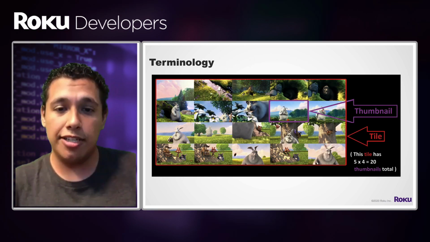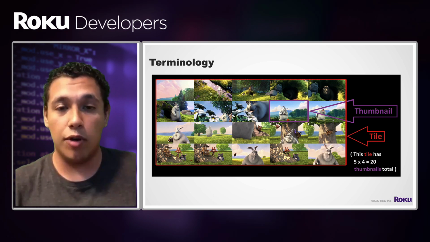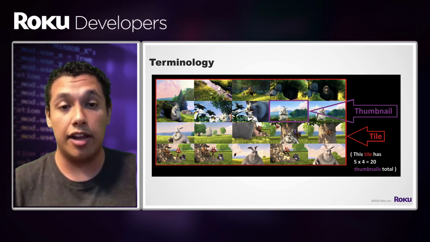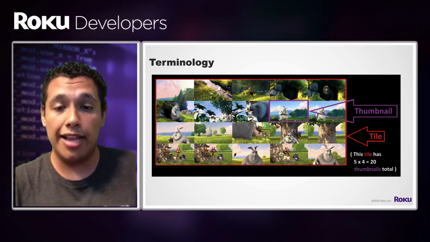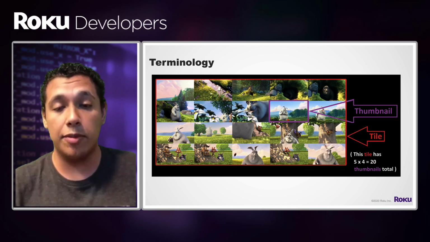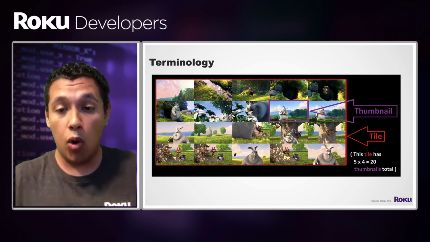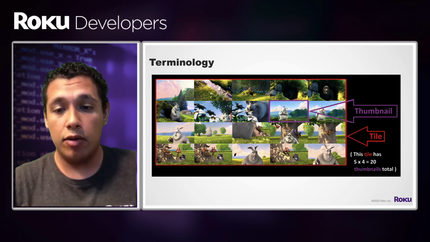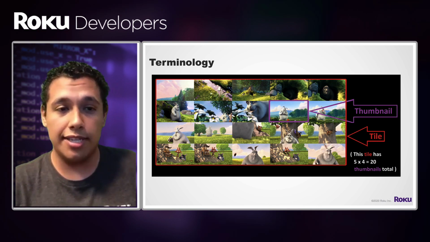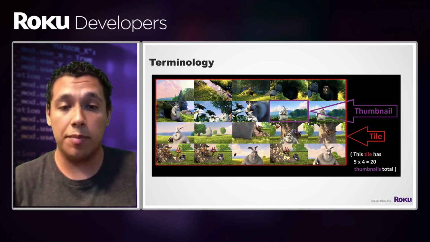So a little bit of terminology that we use before going into the details of how these thumbnails are displayed is that we define a thumbnail as the actual individual image that you can see here in this example, where it shows that particular scene. Now, the whole array or grid of thumbnails together we call a tile. So in this example, you can see that it's a 5x4 image mapping of all these thumbnails into one tile. So altogether, there'd be 20 thumbnails inside this tile.